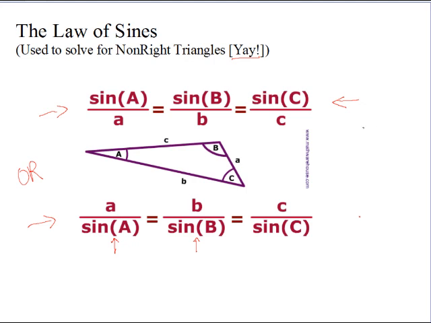The law of sines is used for solving non-right triangles. So here we have a proportion. If you remember back in your Algebra and Geometry days, proportions are fractions that are equal to each other. Okay, this is where cross multiplication comes in. So in this section, you're going to be using cross multiplication, okay, in order to solve for a variable.